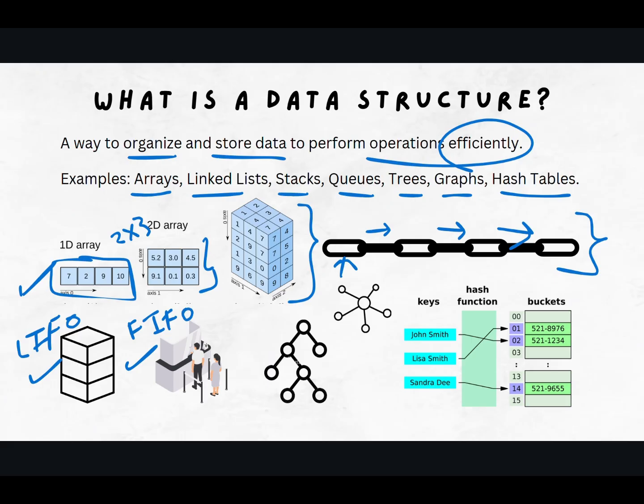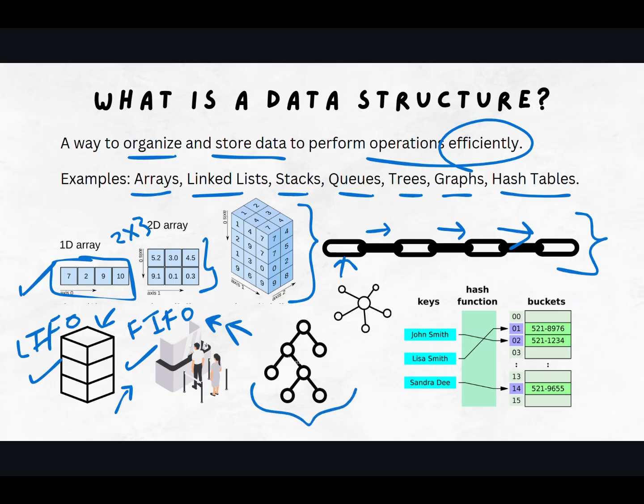So what is last in, first out? It means that the last element that we inserted will be the first one to go out, and in a queue, the first element that we inserted will be the first to go out. So that's what LIFO and FIFO mean.